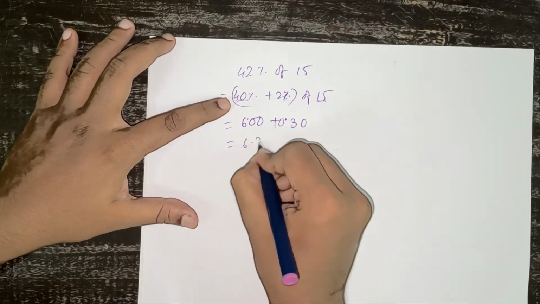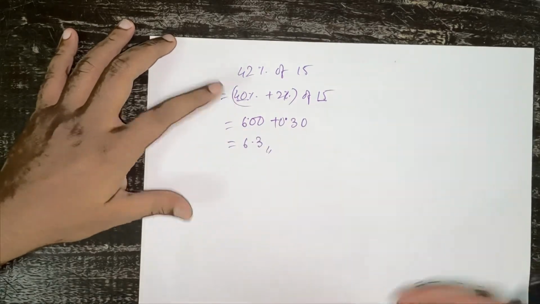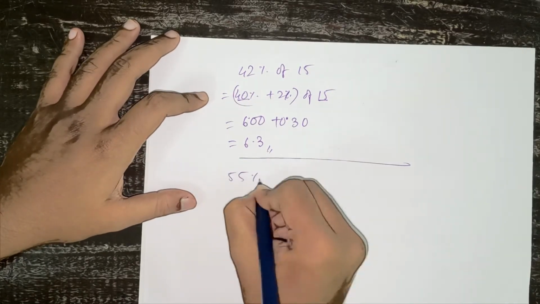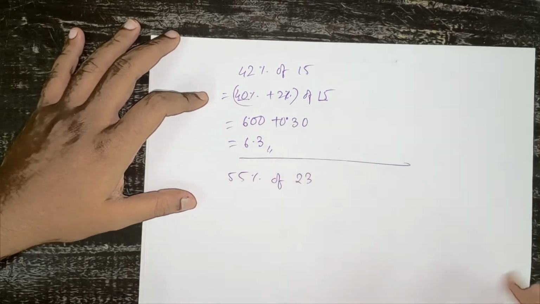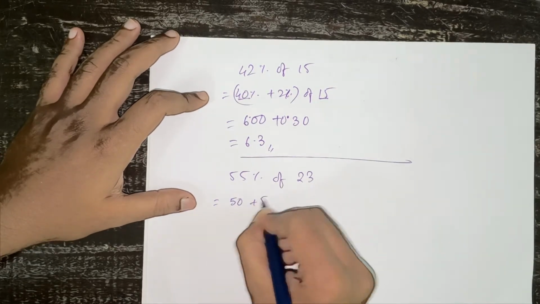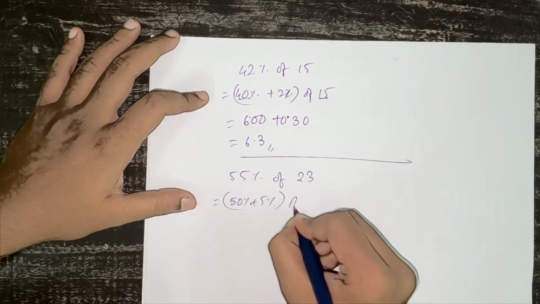So what do we get? It is 6.3. We add this, 6.3 is the answer. Very simple. Let's try one more. Suppose I want to find 55% of say 23. Okay, 23. So what do we do? We do 50 plus 5. 50% plus 5% of 23.